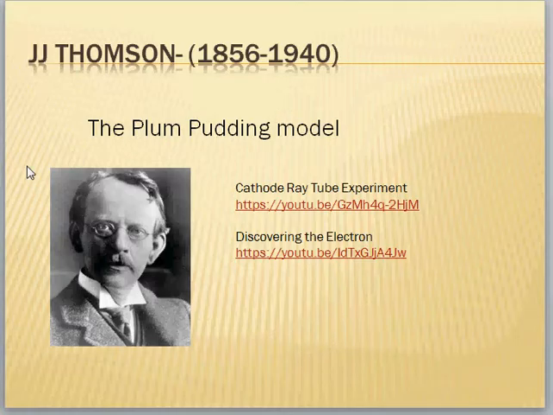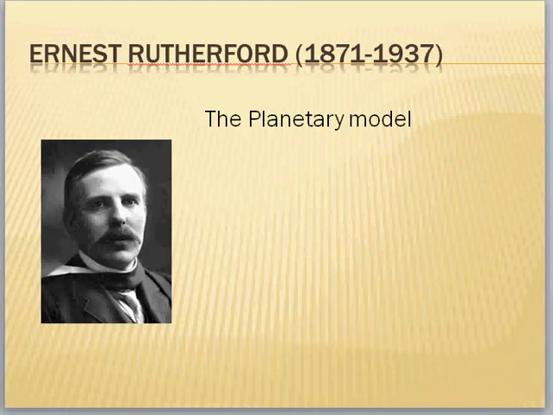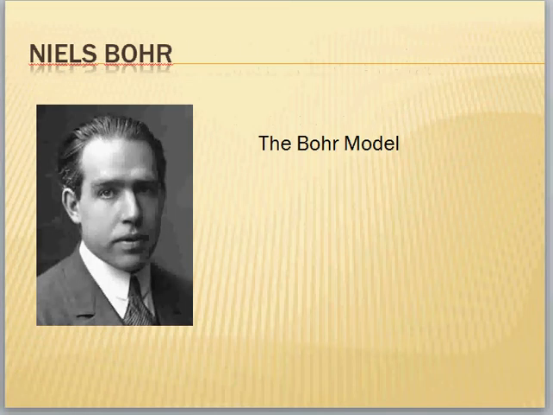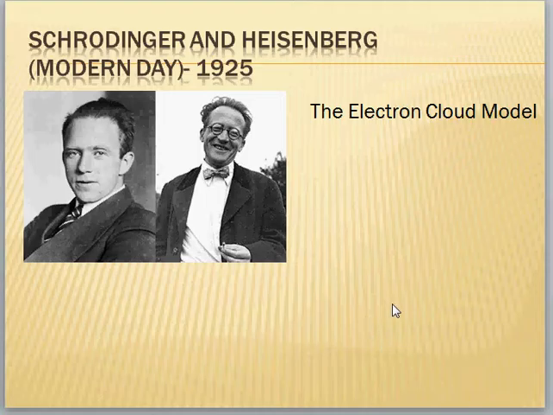Okay, the other scientists that you are going to need to do include Ernest Rutherford, who discovered the nucleus of the atom, Niels Bohr, who found different energy levels for the electrons, and the modern day theory of the electron cloud. This is from Schrödinger and Heisenberg, and this is the idea that instead of the electrons circulating around the nucleus like planets going around the sun, the electrons are actually found in a cloud, just in a certain area outside of the nucleus.